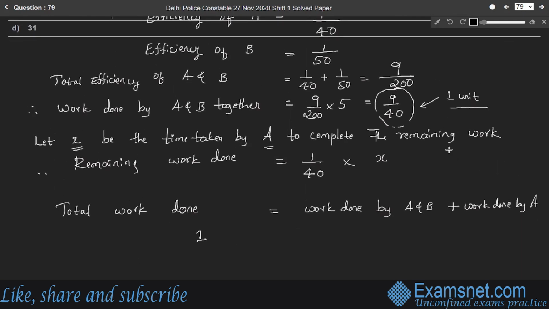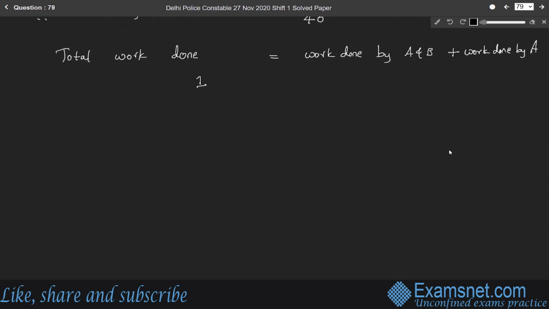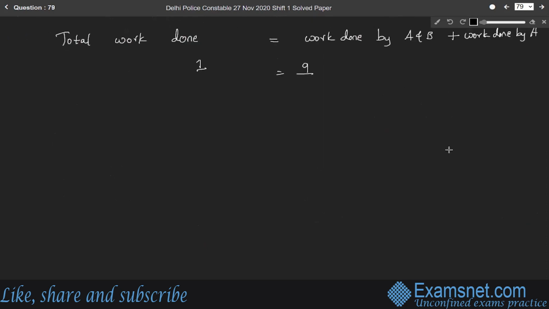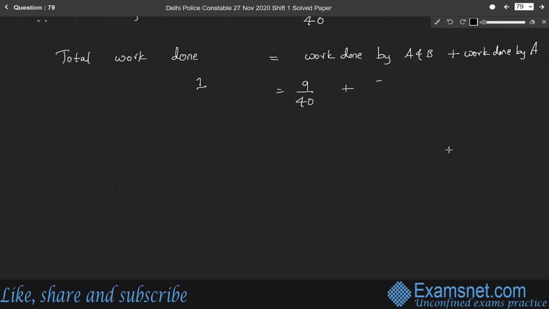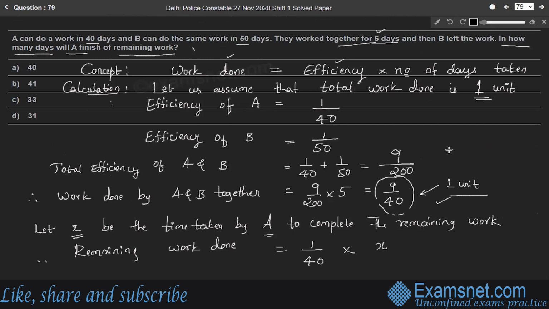So here it is 9 by 40 plus work done by A. It is 1 by 40 into X, that is X by 40. Therefore, 9 plus X is equal to 40. Therefore, X is equal to 31 days. So the time taken by A to finish the remaining work is 31 days. Therefore, option D is the right answer.